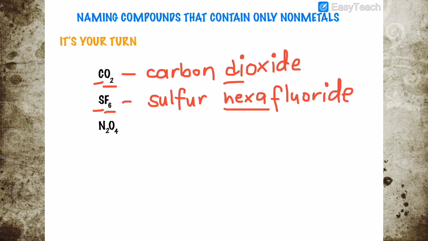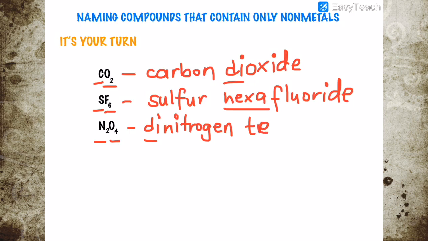And then the last example, we have 2 nitrogens, so we use the prefix di, nitrogen. And then the second is oxygen, where there are 4 of them, so we use the prefix tetra. But since it's a double vowel, we drop the A, so it will be tetroxide. So N2O4 will be dinitrogen tetroxide.